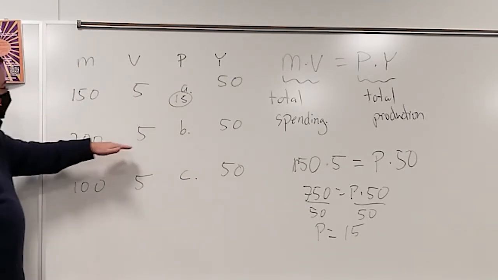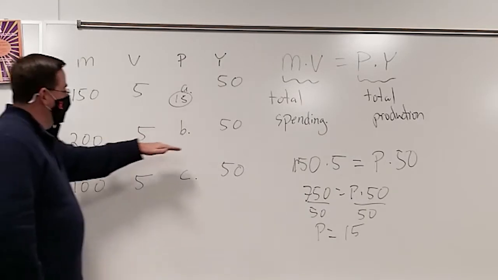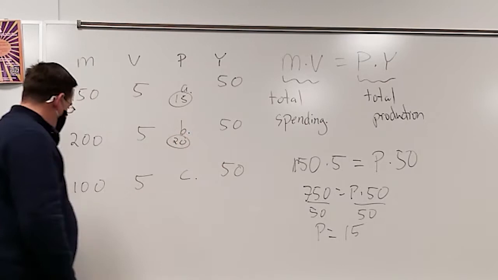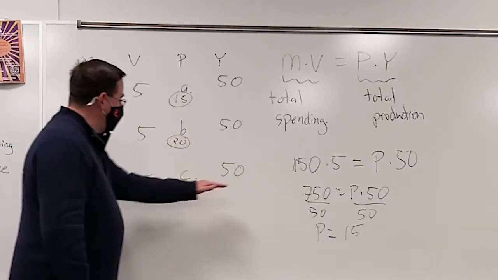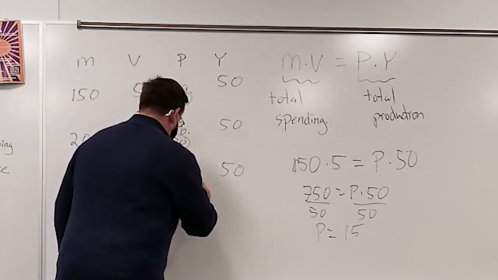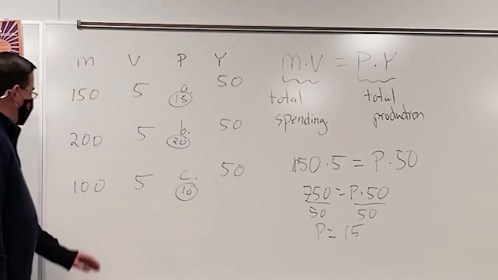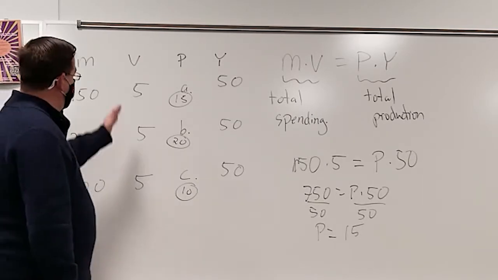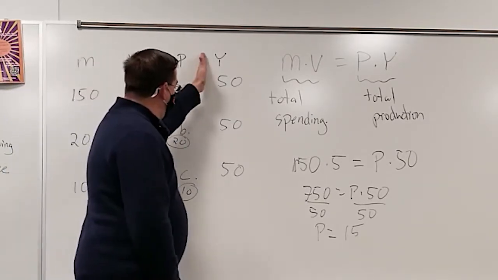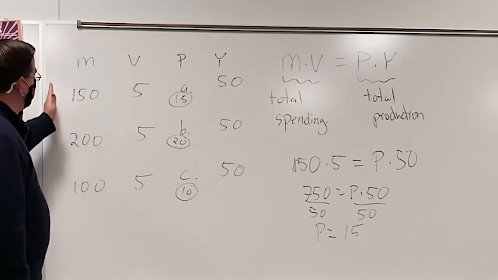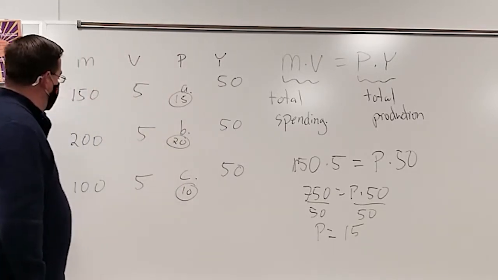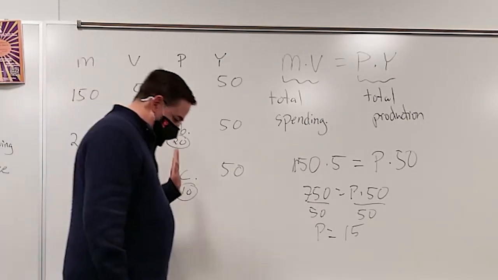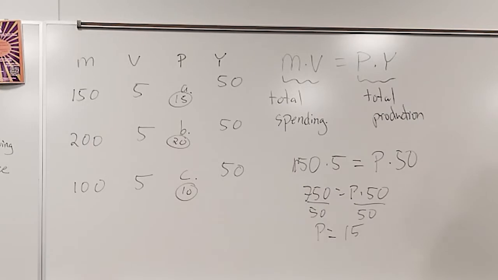Similarly, if I take 200 times 5, that's 1,000, divided by 50. 1,000 divided by 50 is 20. 100 times 5 is 500. 500 divided by 50 is 10. So what has happened here is that because the quantity of money has changed, but velocity has not changed, and real output has not changed, there's a direct relationship between quantity of money and the price level. As the quantity of money changes, it affects the price level. All right? That's what we learned last time.